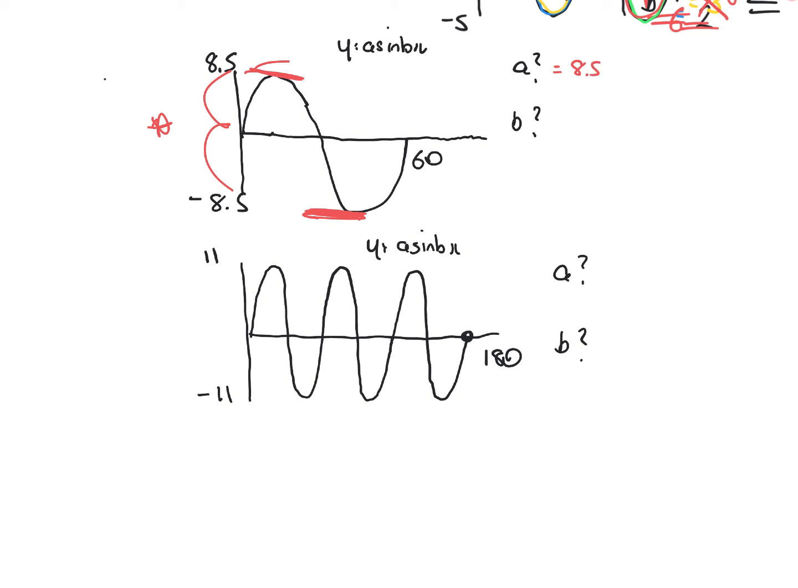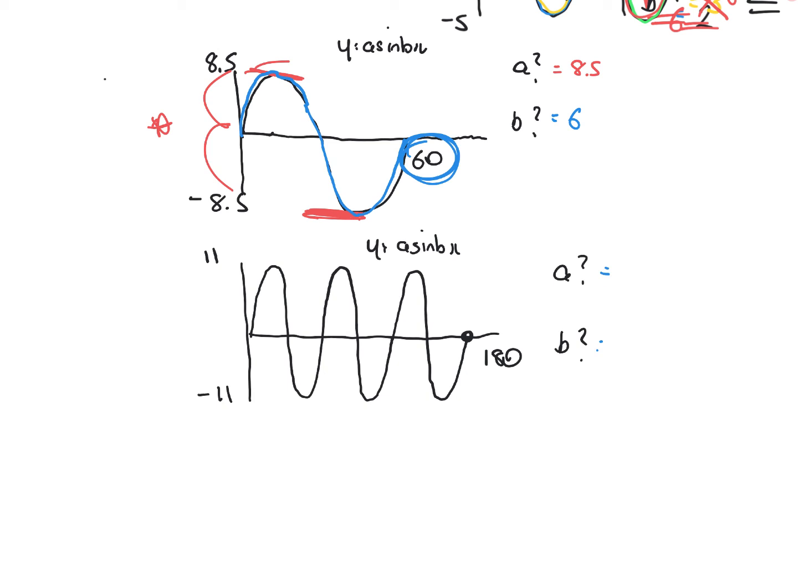Okay, B is the number of complete cycles in 360 degrees, so I can count 1 cycle, so that's 1 cycle in 60, but how many 60s are in 360? That's 6, so that's 6 times 1 then, that's 6.